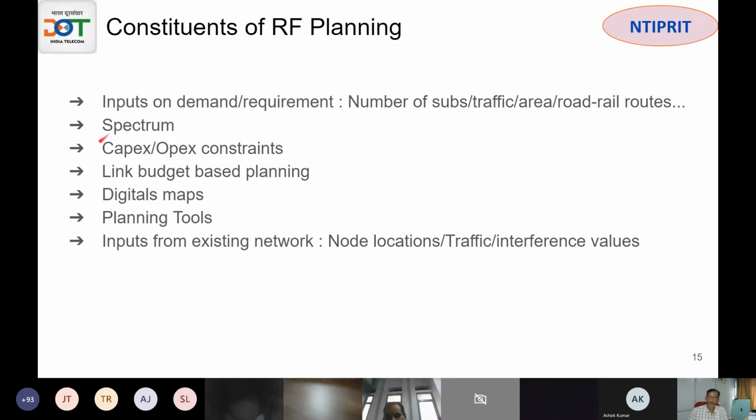Then what is the spectrum that is available to you, of course, and how much money you have got, how many sites you can afford. Then you have to optimally place those sites in a strategic way. And then with the basic link budget, you can understand how many sites will be required for a given kind of objective.